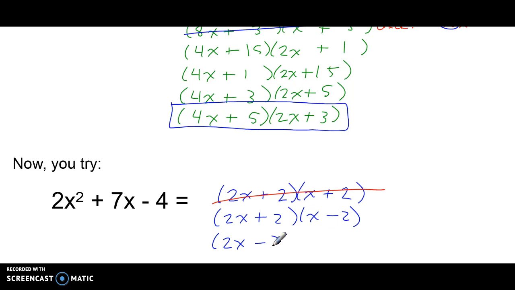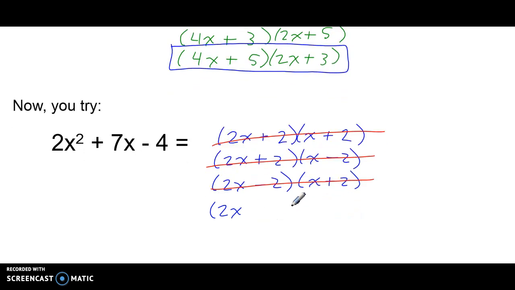And there's 2 different places you could put that minus sign. So it matters where you put it. One could work and the other could be wrong. Unfortunately, when you actually multiply these out, neither one of those give you 7x in the middle. So it's neither one of them.